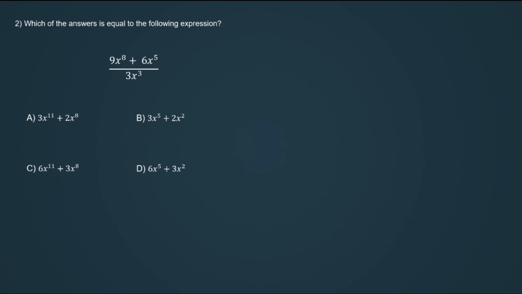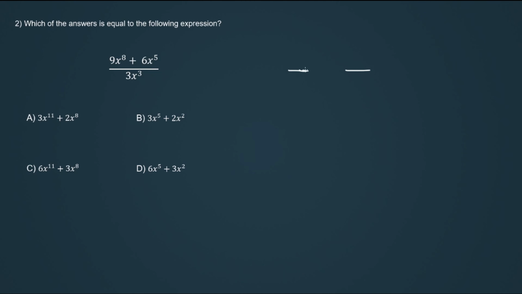All right, question 2. Which of the answers is equal to the following expression? 9x to the 8 plus 6x to the 5 divided by 3x cubed. So in this case, we are dividing a polynomial by a monomial. So the first step we have to do is to split up that fraction. In my numerator, I have 2 terms, so I'm going to have 2 fractions, right? Because I'm splitting my fraction term by term. So I should have 2 fractions here.